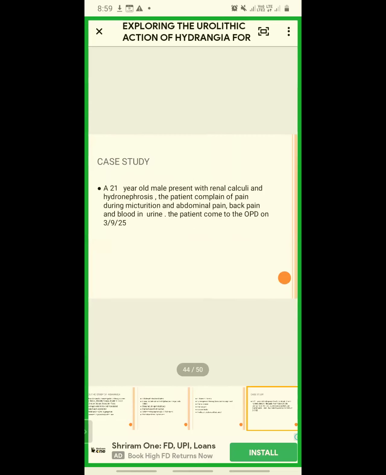So this is a case study. A 21-year-old male came to the OPD on 3/9/2025, and the complaint of the patient was renal calculi and frequent urge to urination. Actually, he was working abroad. He had come to his native place for treatment of renal calculi, and he was initially under allopathic medication. After that, someone said there is a homeopathy medicine available for renal calculi, so he came to the OPD and started taking the medicine.